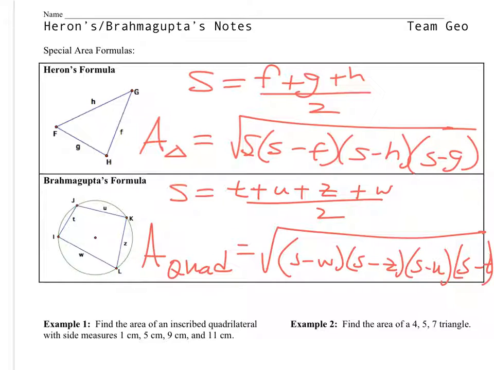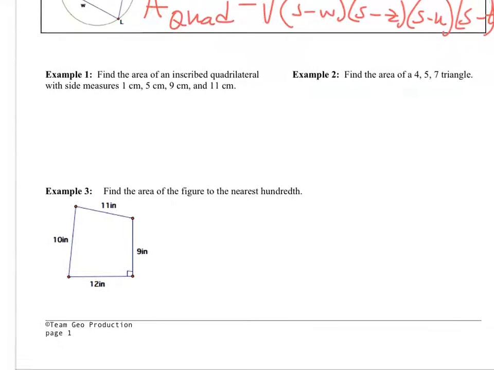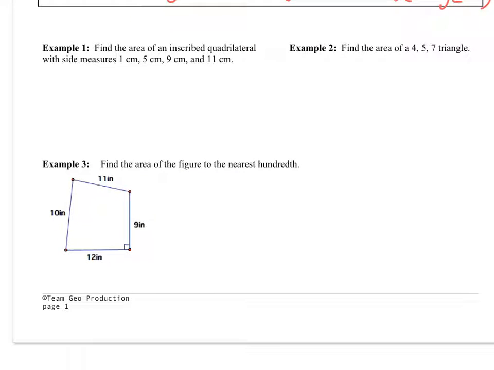And we just asked earlier, does the order matter of which sides I use? And the answer is no, because order does not matter in multiplication. All right, so again, it only works for quadrilaterals that are inscribed in a circle. Very important. Heron's formula, any triangle you want. So what I would like you to do is try example 1. Ready, go.